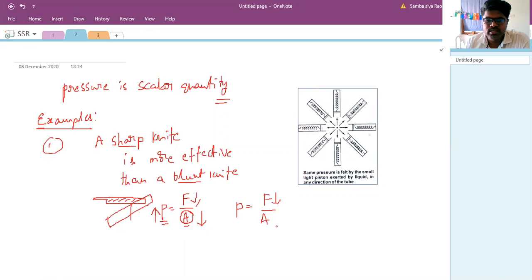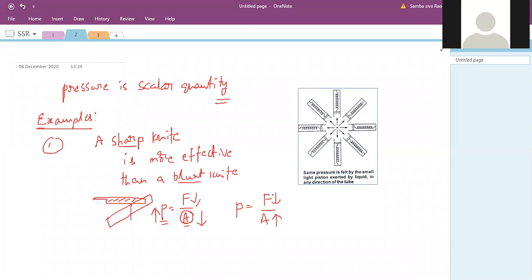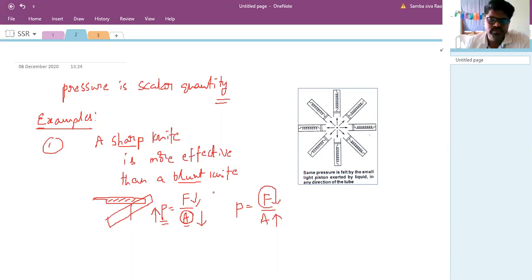Suppose you take a blunt knife with the same force applied. Then the area of cross section is comparatively high with respect to the sharp knife. The force is the same. In that case, the area of cross section is more for a given force, so the pressure decreases. The pressure to cut the log or anything decreases, so it is not effective to cut. Are you clear on this example?